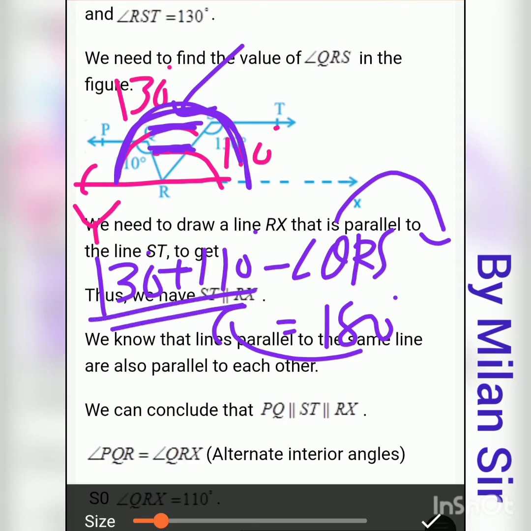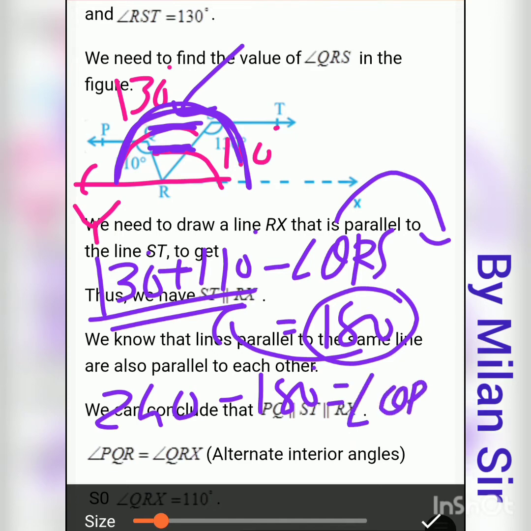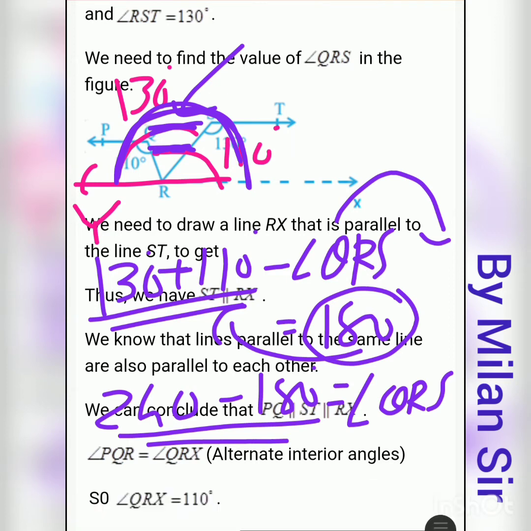First of all, 130 plus 110 is 240. This 180, if we transfer it to the other side, becomes minus 180 degrees. So we get the value of angle QRS equals 240 minus 180, which is 60 degrees.